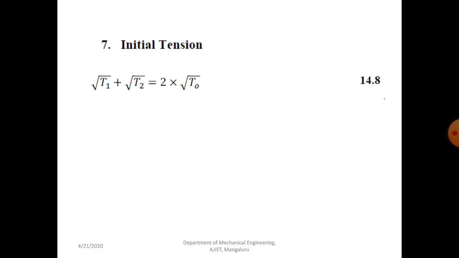Now go to the next step, that is initial tension in the belt. To find the initial tension, you have to calculate all the tensions, that is T1 and T2. If you know T1 and T2, then you can easily calculate T naught. That is the initial tension in the belt, with the help of equation number 14.8. Now, how to calculate T1 and T2?